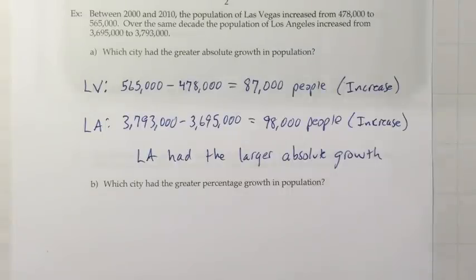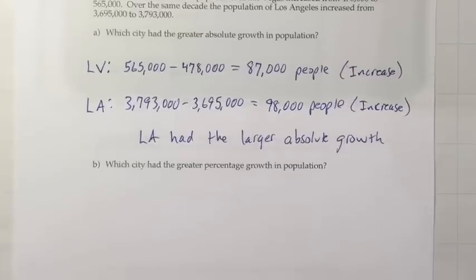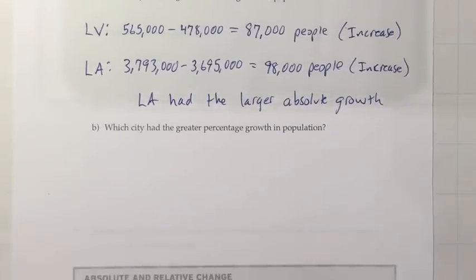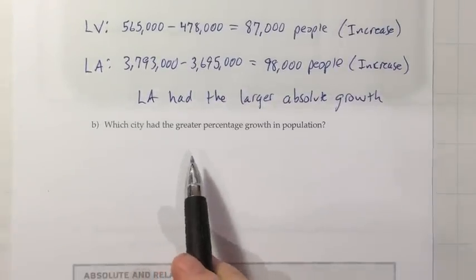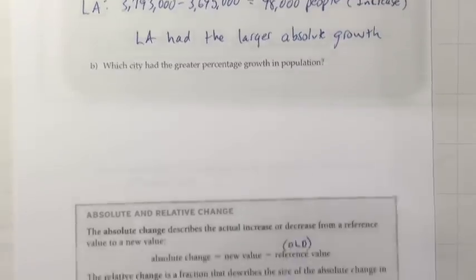Okay, so on the question we just did about absolute growth, I believe we gave the correct answer, that LA really did have the larger absolute growth. However, if somebody asked me which of these two cities was growing faster, I don't think I would say it was LA. I would probably think about how much percentage growth that city was having. And that's the other question they want us to answer here. Which of the cities had the greater percentage growth in population?